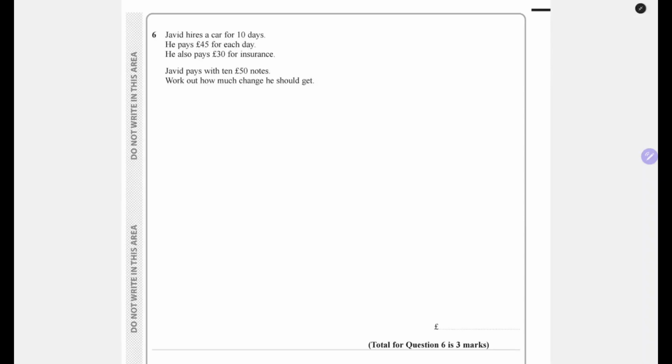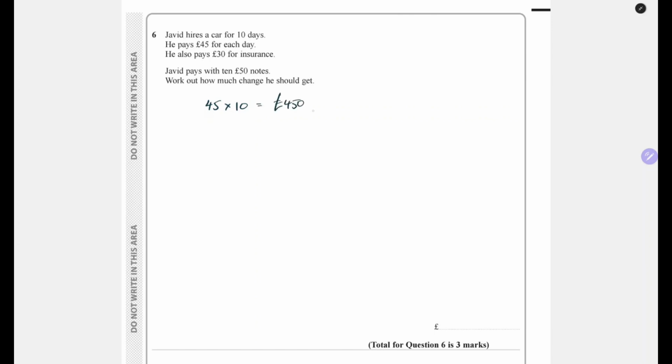Question 6 says, Javid hires a car for 10 days. He pays £45 for each day. He also pays £30 for insurance. Javid pays with 10 £50 notes. Work out how much change he should get. So let's work out how much he spent. So for 10 days, he pays £45 a day. So that's 45 multiplied by 10, and that's £450.